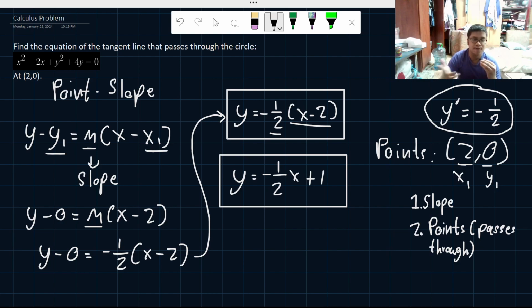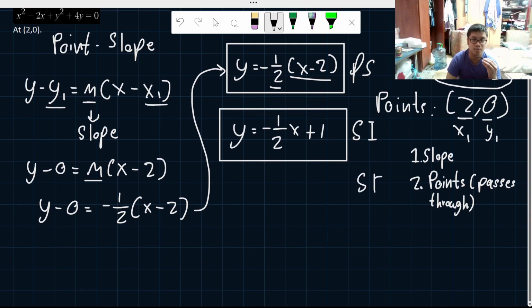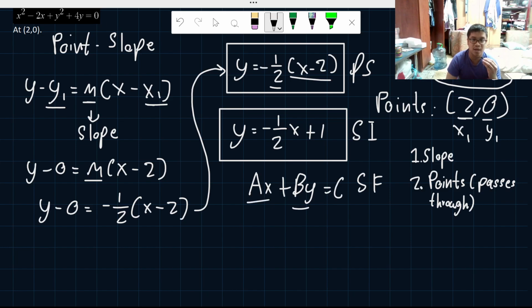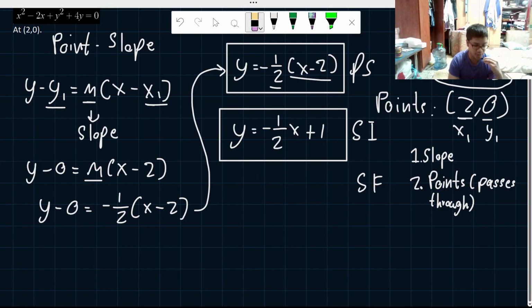Or again, there could be different forms of a line. If this is point slope, let's just put PS, point slope, and this one as slope intercept. Let's just say we want to rewrite it in standard form, it's also possible, okay, or in general form. If you want to rewrite this one in standard form, here's what we're going to do. It will look like this: AX plus BY is equal to C. So the terms that have X and Y will be grouped on the left side, while the constant term shall be put on the right side. We can actually do that, right?